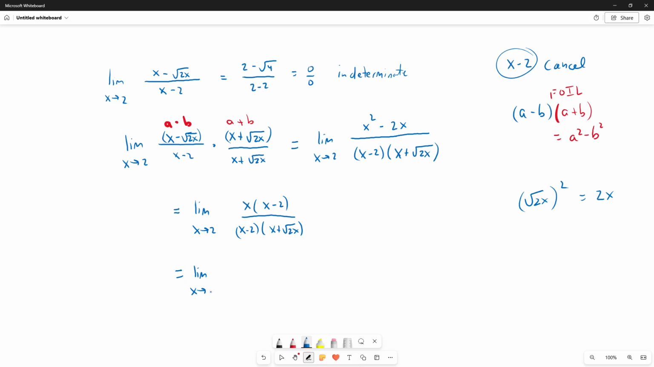And then in the next step, our limit is just x on the top and this conjugate radical on the bottom. And now we plug in again. Once we've canceled the x minus 2's, it should be safe to plug in and get an answer. So if x is 2, we get 2 over 2 plus the square root of 2 times 2, and this is 2 over 2 plus 2, and that reduces to the final answer of 1/2. So the limit is 1/2.